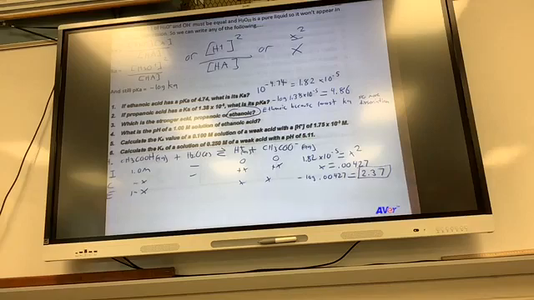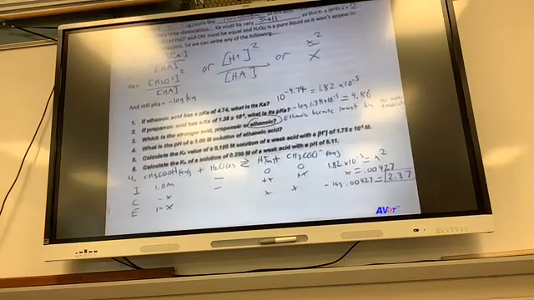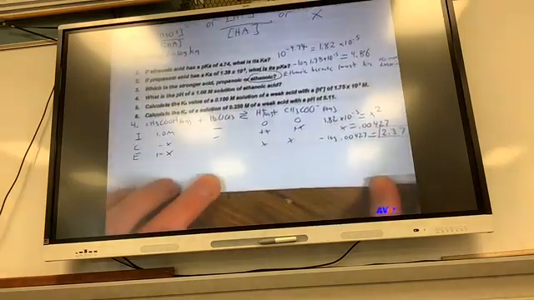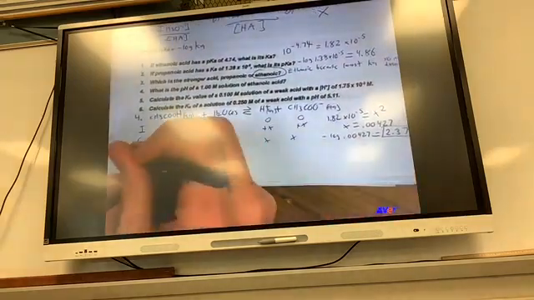Which is stronger, but it's fine. Still an acid. Are we going to have enough room to do the next two? Yep. Are we doing it on the back? I'm going to do them right here. Number 5.